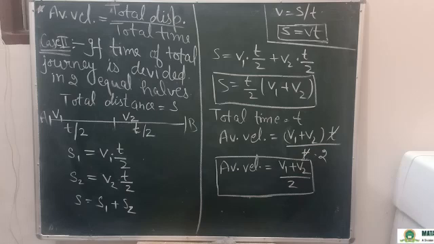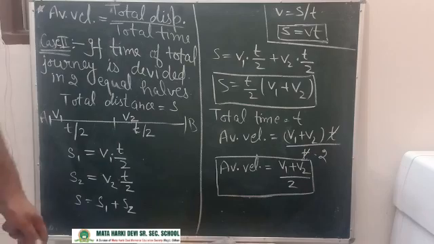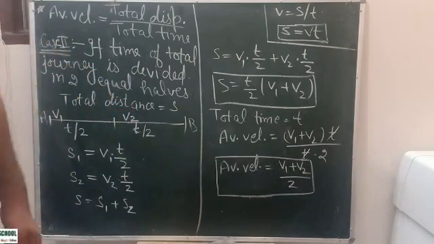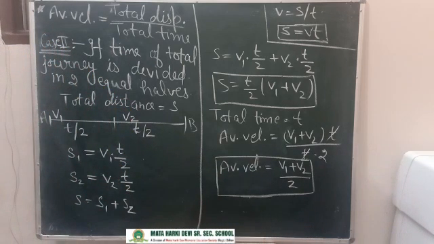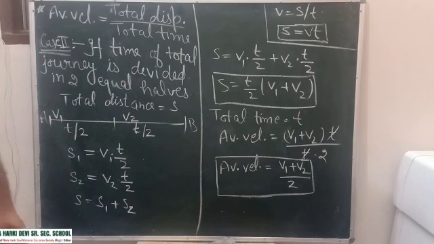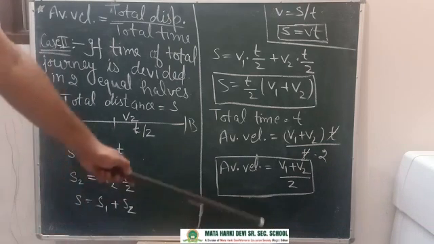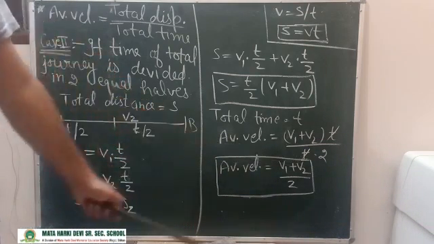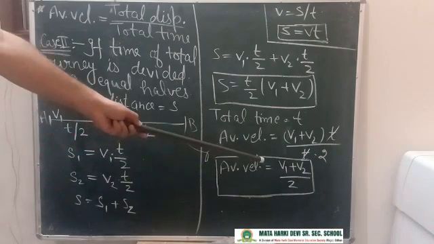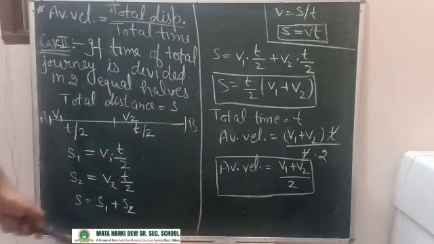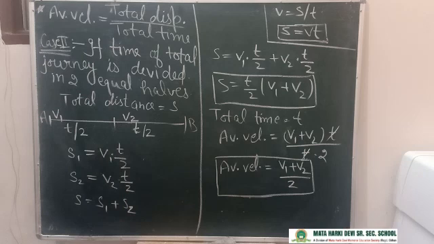In some books there is another notation. For initial velocity they use u and for final velocity they use v. In some books it is denoted differently: initial velocity is denoted by u and final velocity by v. So in place of v1 you will find u in some places, and in place of v2 you will find v. So average velocity is equal to v1 plus v2 by 2, for what? When the time of the total journey is divided into two equal parts.